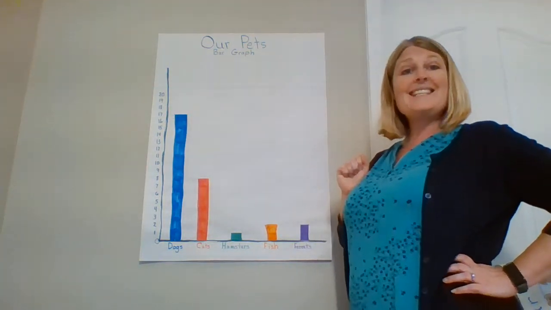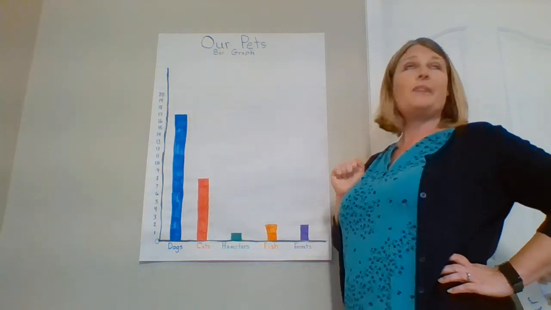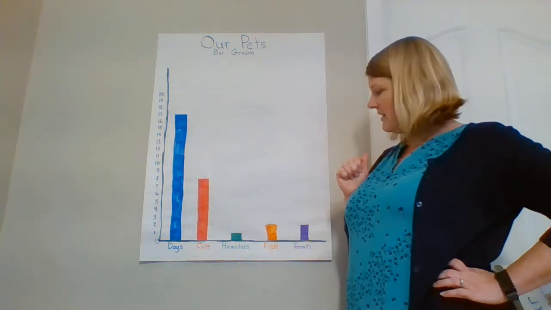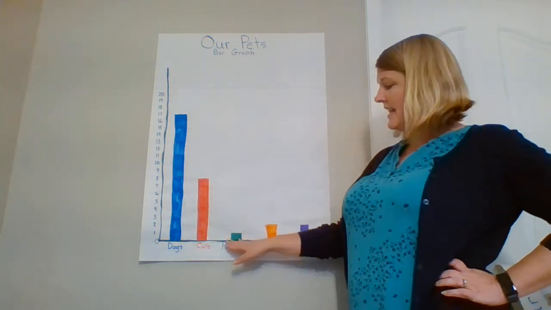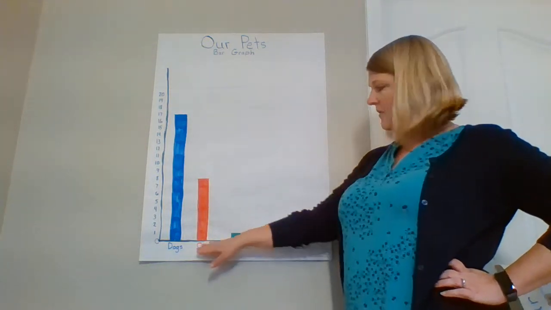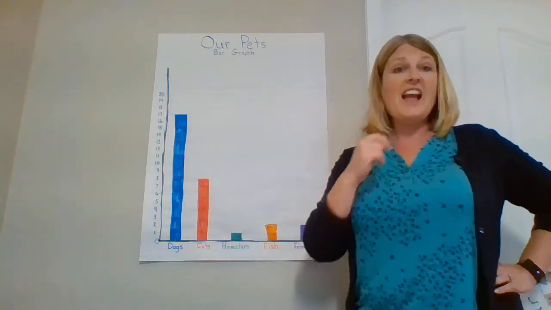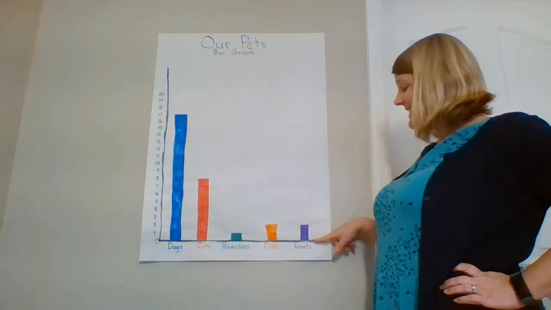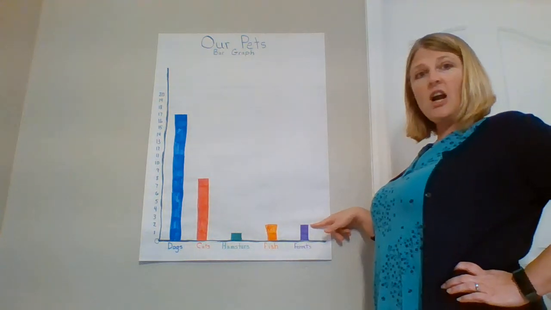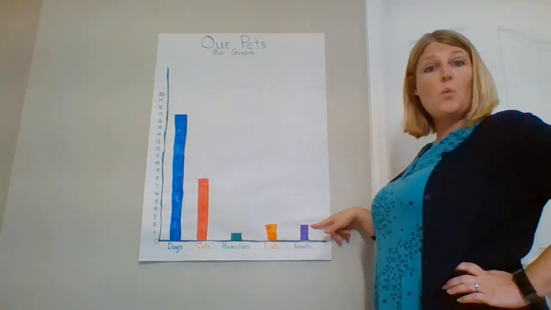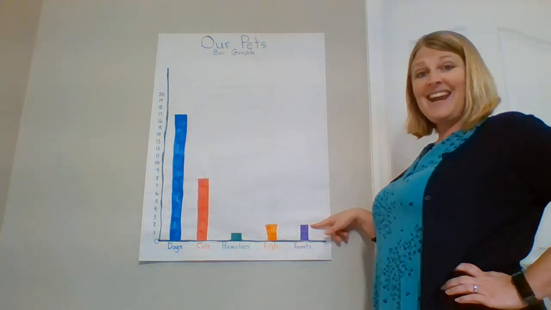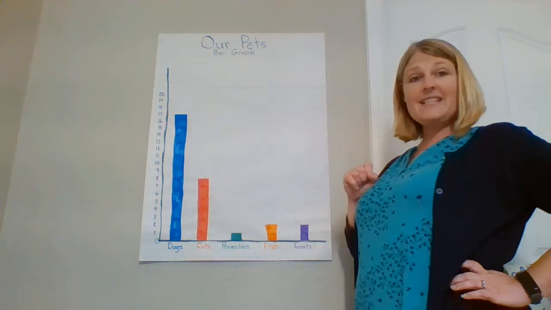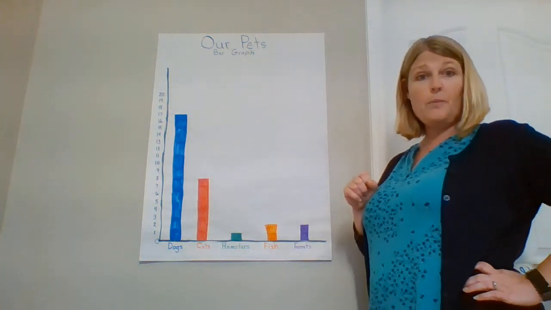Which pet does our class have the least of? And we can look here and say, oh, it is the hamster. Right here, we have the least of the hamster. I could answer this question: which pet has the same amount as our ferrets? Well, that's new information for our class, isn't it? And we know it is the fish. The fish and the ferrets have the same amount.